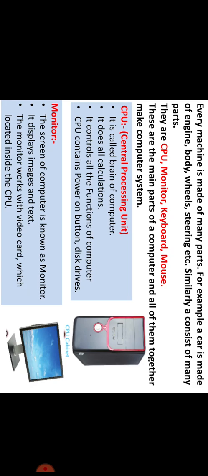Next, the monitor works with a video card, which is located inside the CPU. How is this monitor working? This monitor works on a video card. There is a small card, and that small card is located in the CPU. With the help of this video card, the monitor can show us pictures, movies, cartoons. How does the monitor work? With the help of a video card.